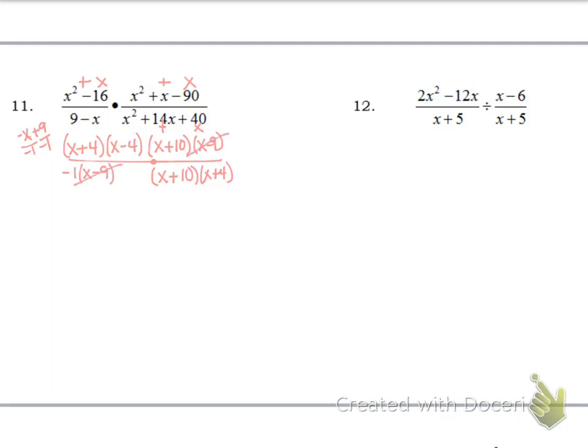Now, because they are matching, I can take them off. I've got my x plus 4s and my x plus 10s. So really what I have left is x minus 4 divided by -1, which we could also write as -x plus 4.